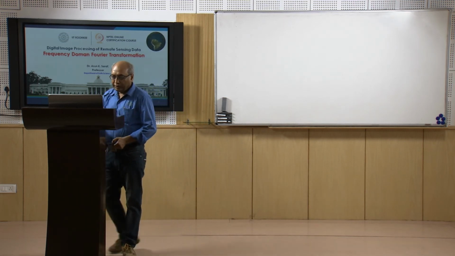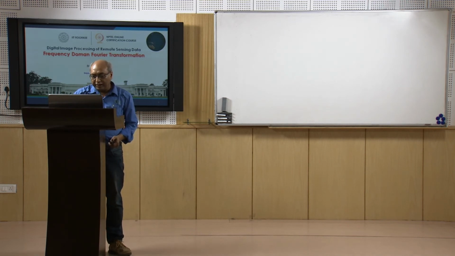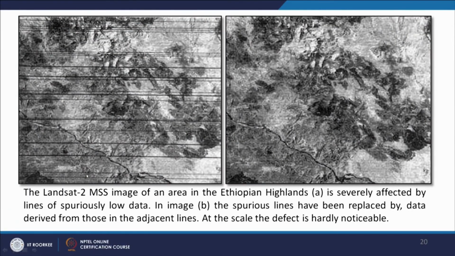Another example is from Landsat MSS, in the Ethiopian highlands, which is severely affected by spurious noise, and in the Fourier transform spectrum, if you look, you would find vertical lines.